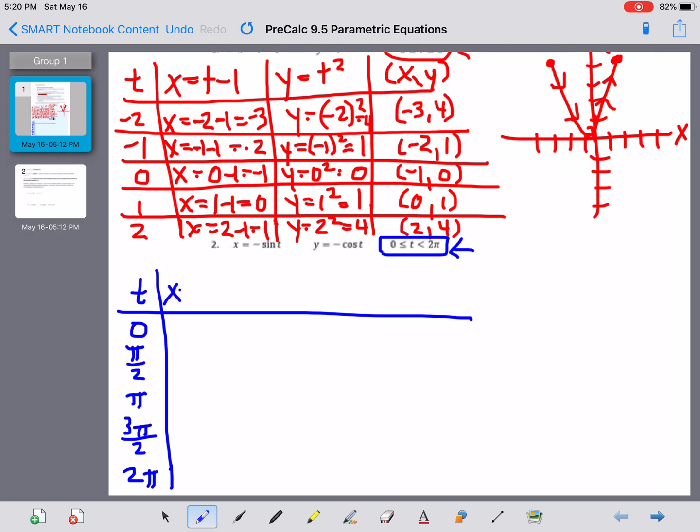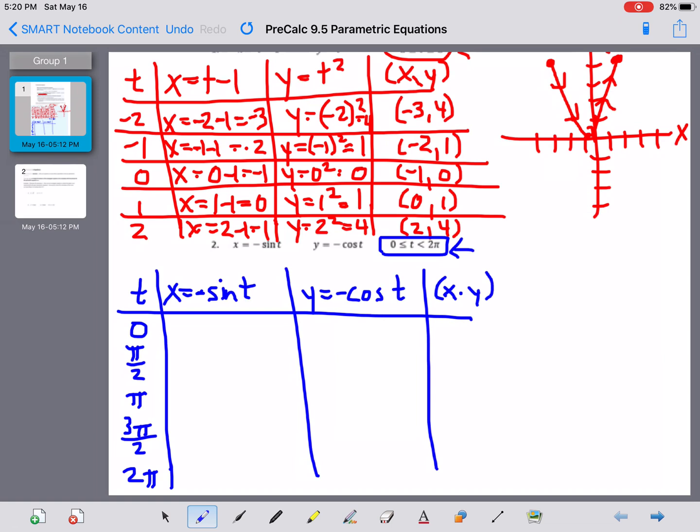Okay. X is negative sine of t, y is negative cosine t. And then, of course, we still get our ordered pair x, y. Okay, that's still going to be what we're looking for here. But, of course, it plugs in a little different. Okay, hoping you have your gold unit circle handy. You thought that would go away, and it just never seems to disappear, does it?